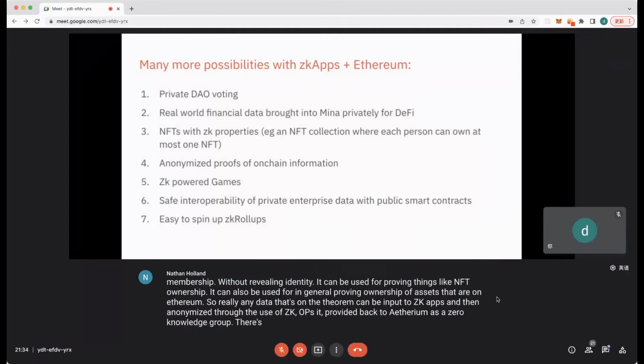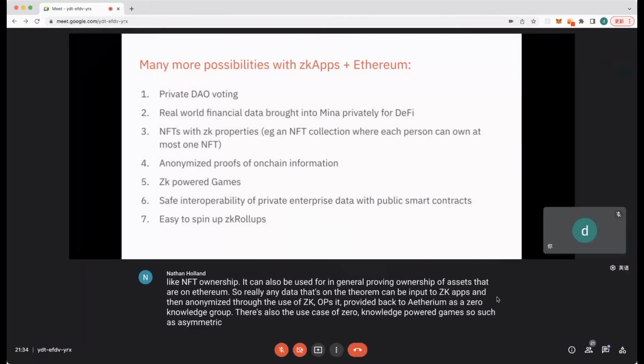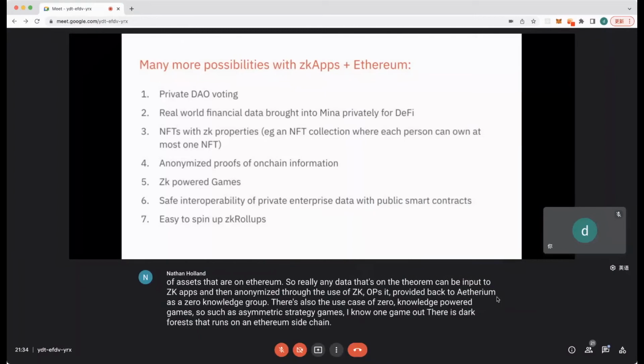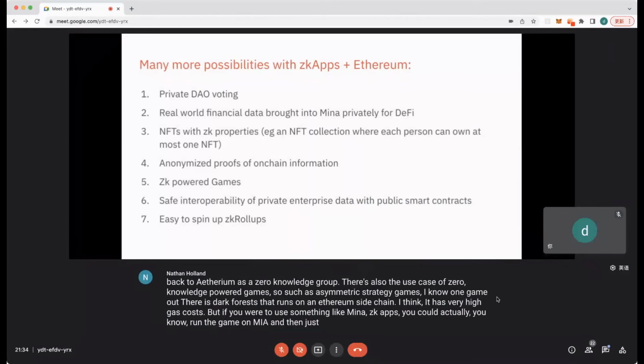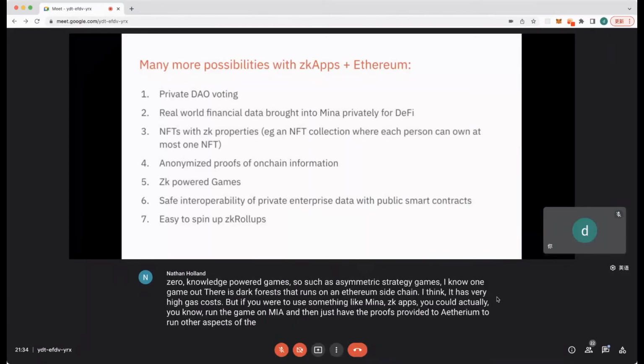There's also the use case of zero-knowledge powered games, such as asymmetric strategy games. I know one game out there is Dark Forest that runs on an Ethereum sidechain, I think. It has very high gas costs, but if you were to use something like Mina's ZK apps, you could actually run the game on Mina and then just have the proofs provided to Ethereum to run other aspects of the game that are more public.